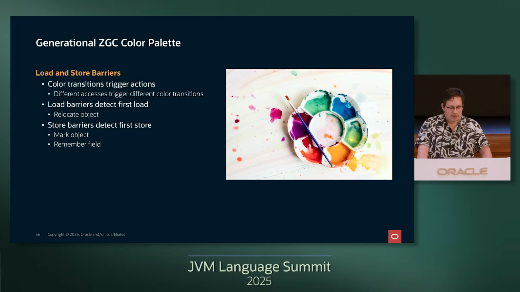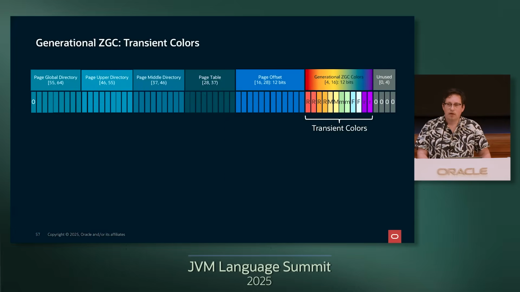The idea then is that we still have the idea that color transitions trigger some kind of GC action. The load barriers are concerned with figuring out the first load of a GC phase. And the store barriers are concerned with detecting the first store of a GC phase. The loads will trigger relocation. The stores deal with marking and remembered set maintenance. Looking at the layout of our colored pointers, they look a bit more shiny now with more colors. Low order bits are being used instead of high order bits. And that's because, well, we're removing them anyway.